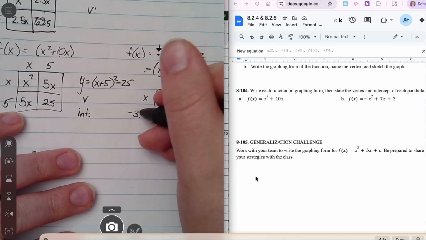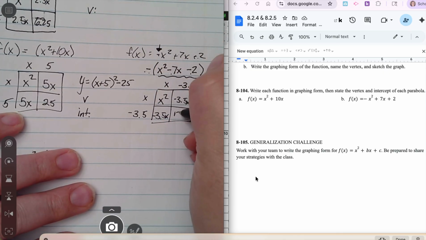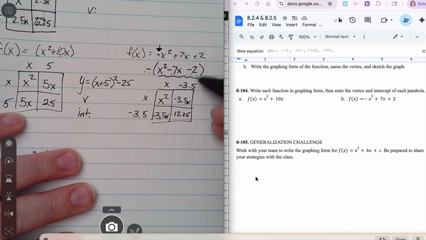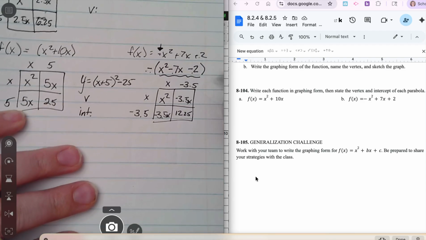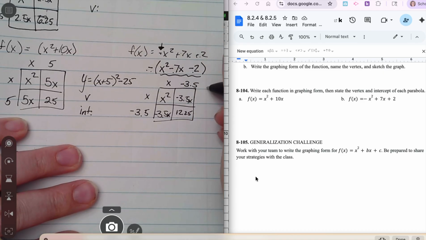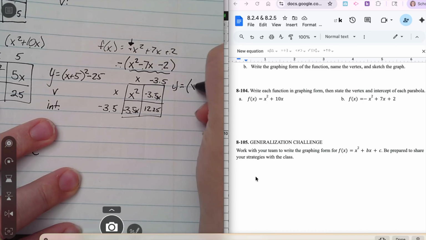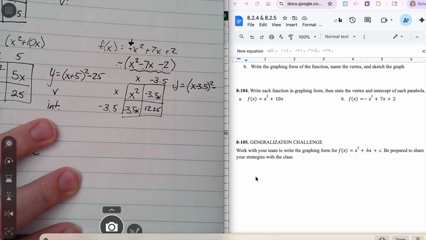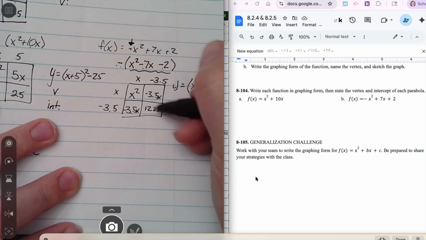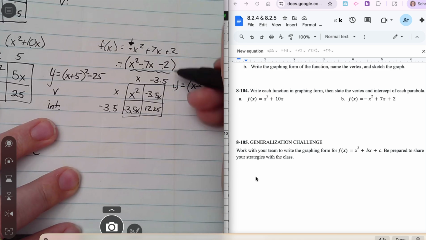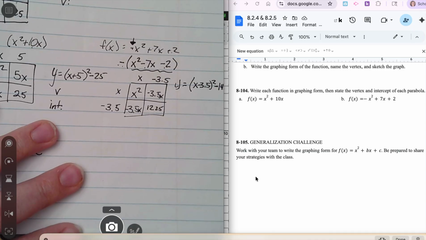If you multiply negative 3.5 times negative 3.5, you get 12.25. But I actually needed negative 2 tiles, and I got positive 12.25. So this one is going to look a little bit funky. It's going to be x minus 3.5 squared, and I have to take away 14.25 because I need to take away all the positive tiles I put in here and 2 more to get into negative 2.